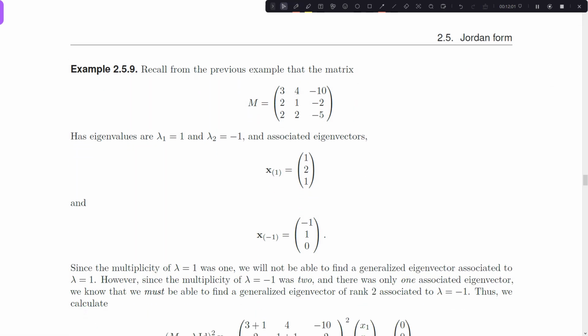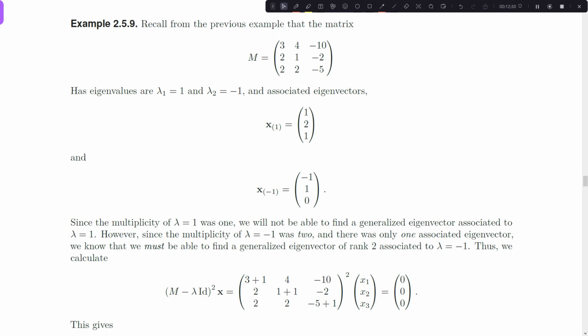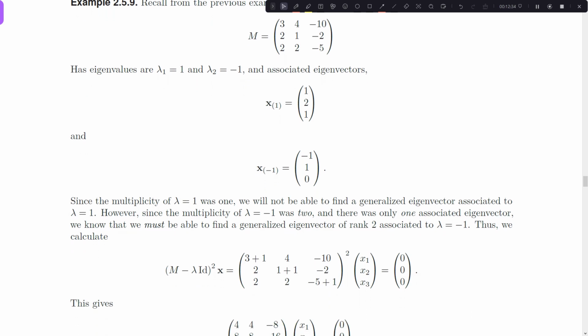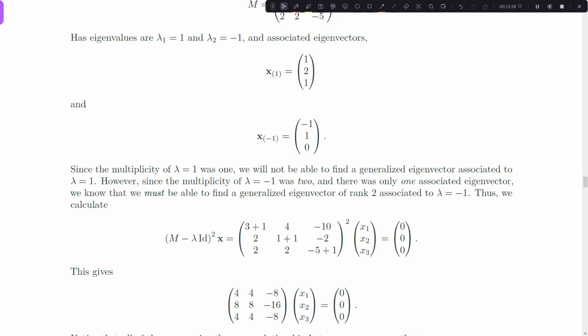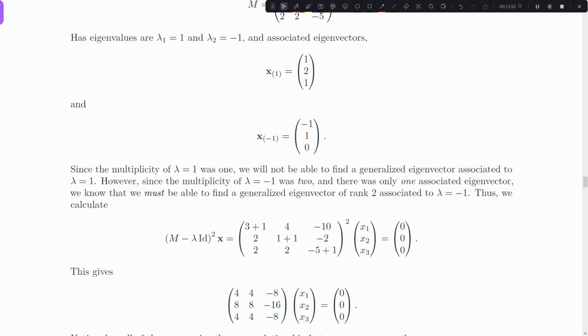Okay, so let's try to find it. What we do to find something with multiplicity 2, or rank 2, right? A rank 2 generalized eigenvector means we're going to take our eigenvector equation and take it to the power 2 instead, which there's my eigenvector matrix and my possible eigenvector. I took it to the second power and set it equal to 0, 0, 0, just as the eigenvector equation would normally be. And what we recover out of that, if I simplify my matrix, is this matrix, which is 4, 4, minus 8, 8, 8, minus 16, and 4, 4, minus 8. This looks like a very degenerate matrix, and they always will. These matrices, when we take them to powers, are going to become more and more degenerate as we take higher and higher powers.